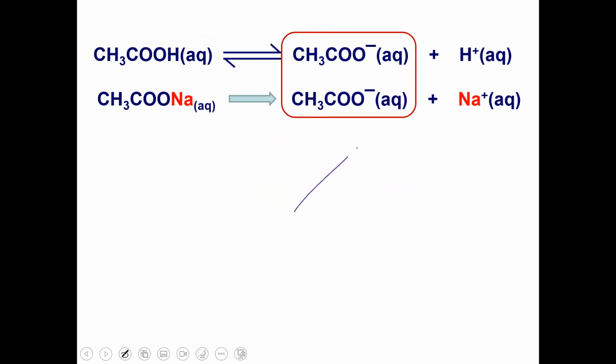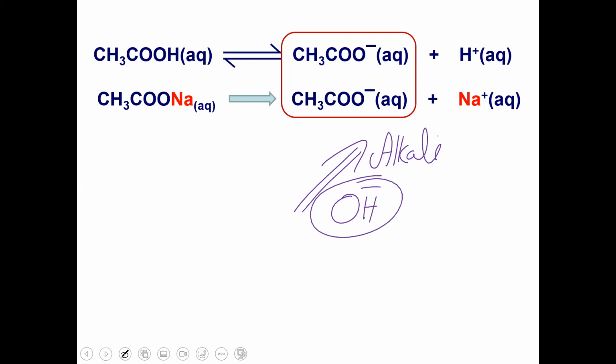Now, if you add by chance an alkali, alkali means a huge quantity of maybe OH minus.